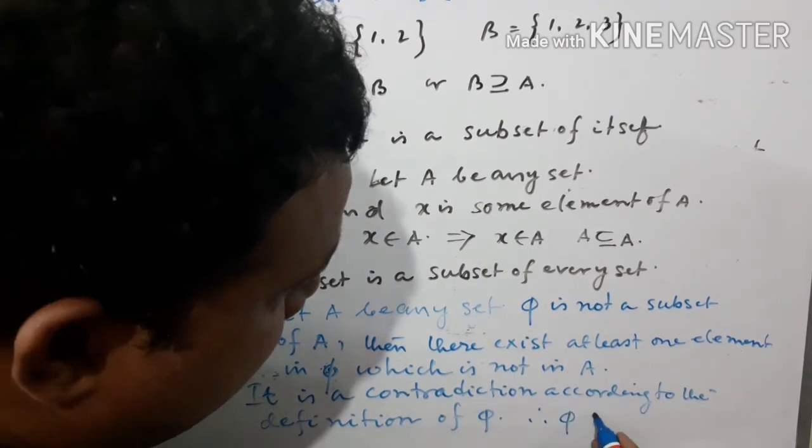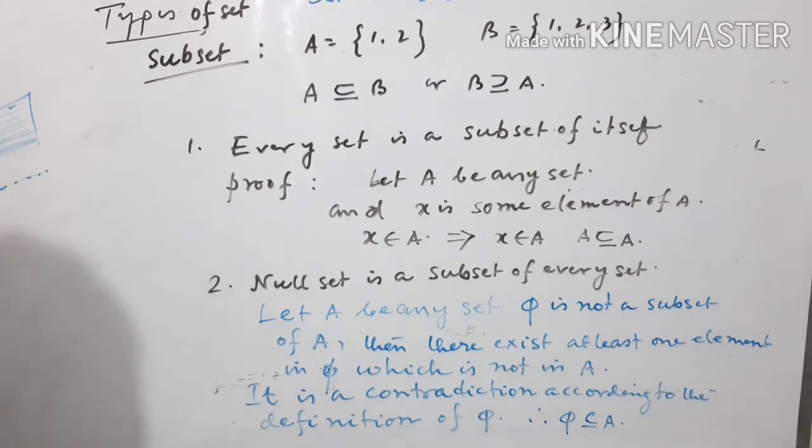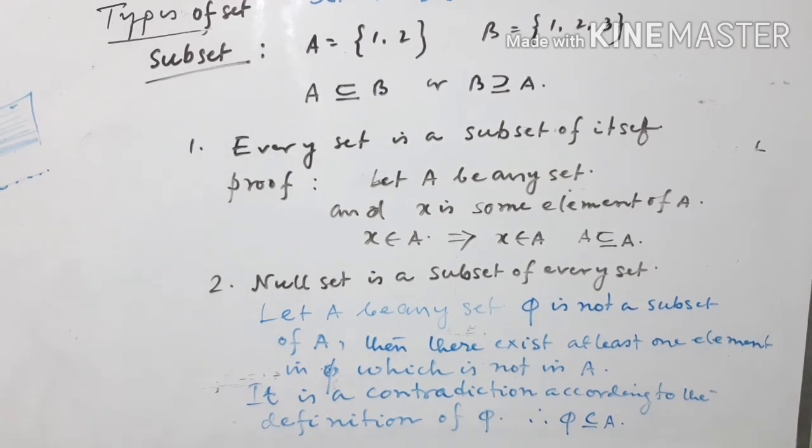phi is a subset of A, and since A is any general set, we can say that phi is a subset of every set. Therefore, phi is a subset of every set, or null set is a subset of every set.